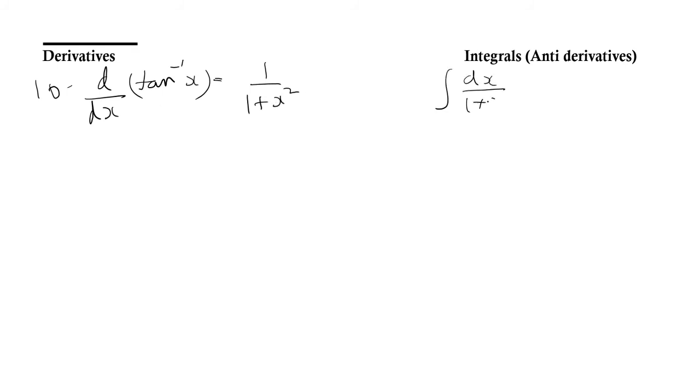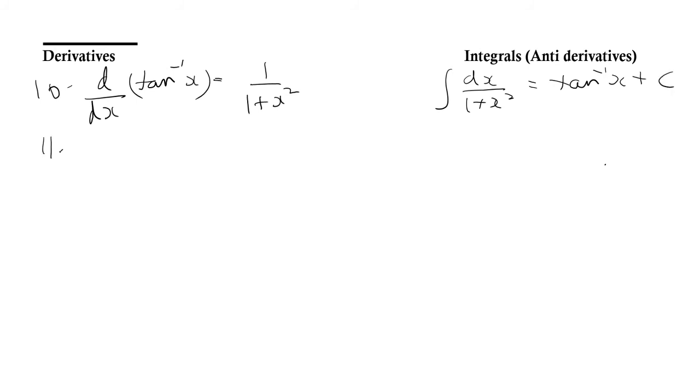The next one is d by dx of tan inverse x is equal to 1 by 1 plus x square. So integral dx by 1 plus x square is equal to tan inverse x plus c.